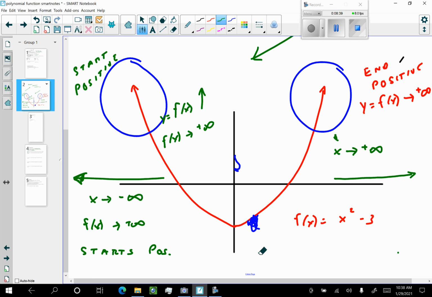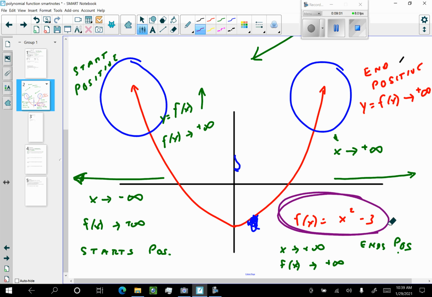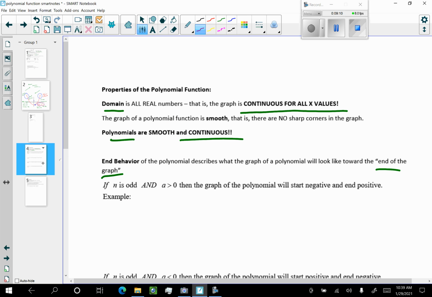And I have this statement over here. As x goes to positive infinity, the function values also go to positive infinity. And we say the graph ends positive. So that is just looking at this specific quadratic. And we're going to go back to our notes and make some generalizations about polynomials.